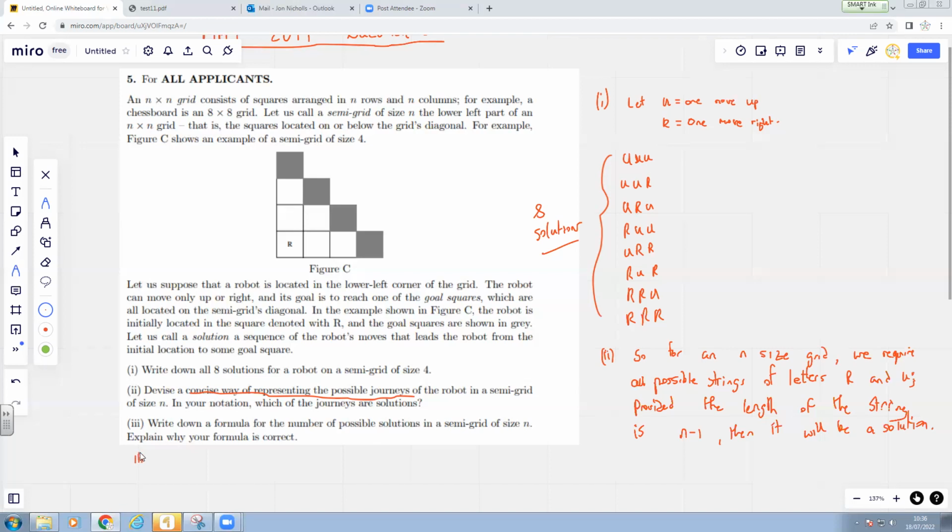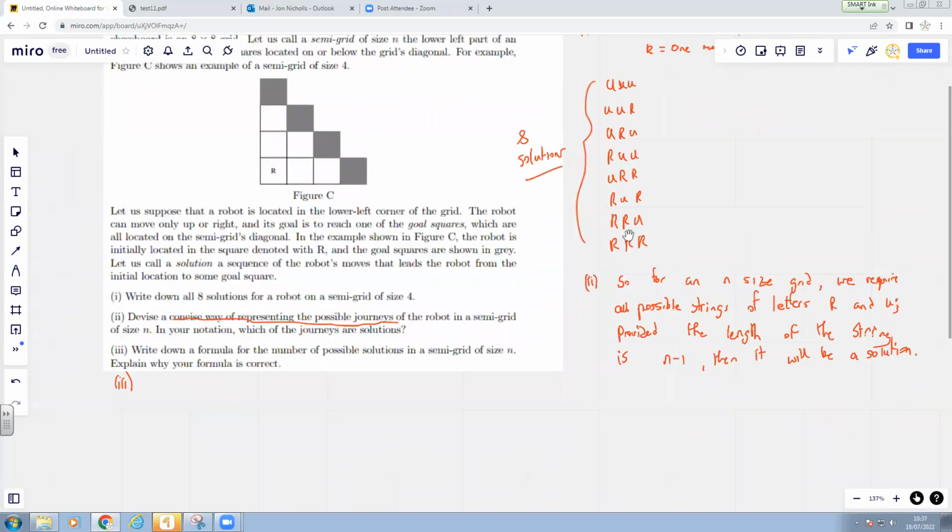Okay, part three, a little bit more tricky now. Write down a formula for the number of possible solutions in a semi-grid of size n. Explain why the formula is correct. I'm sure you can see here, because we're doing three distinct moves, that 2 to the power of 3 is 8. That's where they're getting the 8. The formula should be 2 to the power of n minus 1. Now let's explain why that has to be the case. It's because each time you have a choice of two possibilities, u or r. You have two choices of what to do.